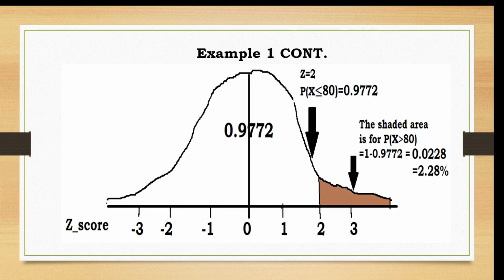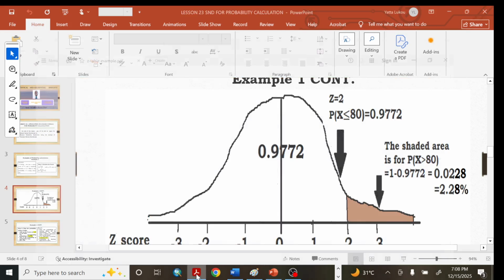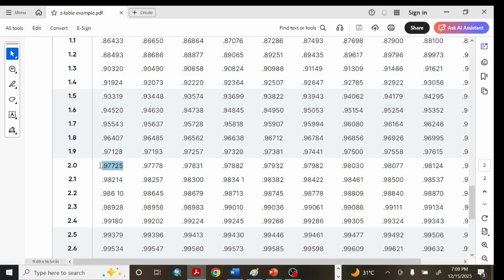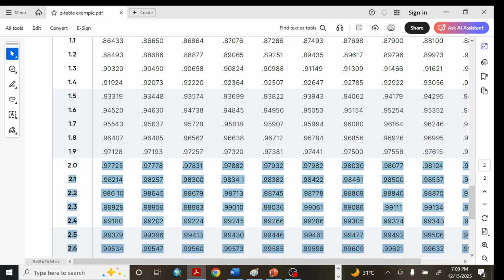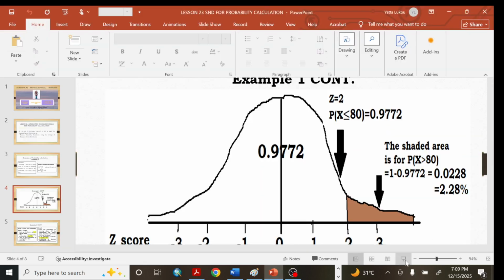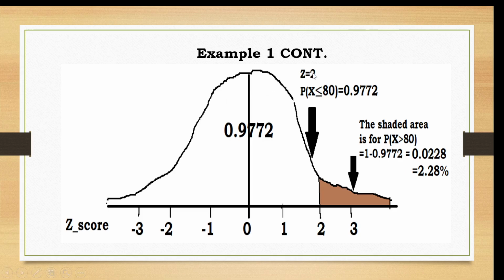Then you go to the table to find the area covered, or the probability, for the z-score of 2. So in the table, this is 2, and this is the probability, which is the area under the z-score of 2, which is equal to 0.9772. Now, the probability of x less than or equal to 80 is 0.9772, this is this area. And the shaded area here is the area for the probability of x greater than 80.